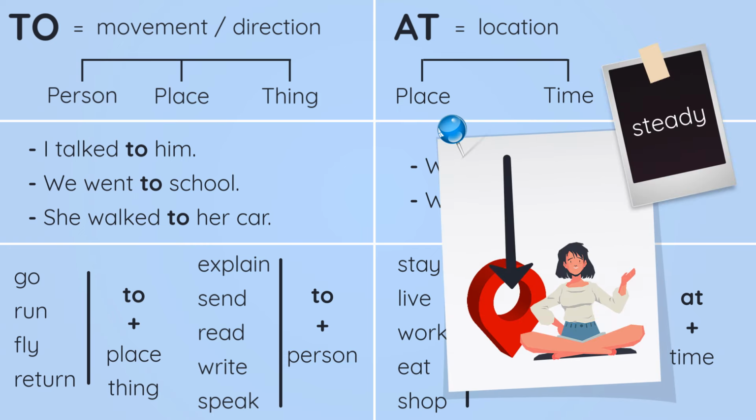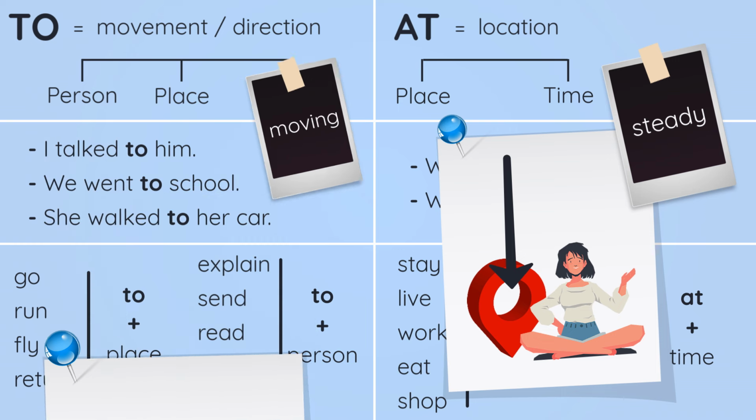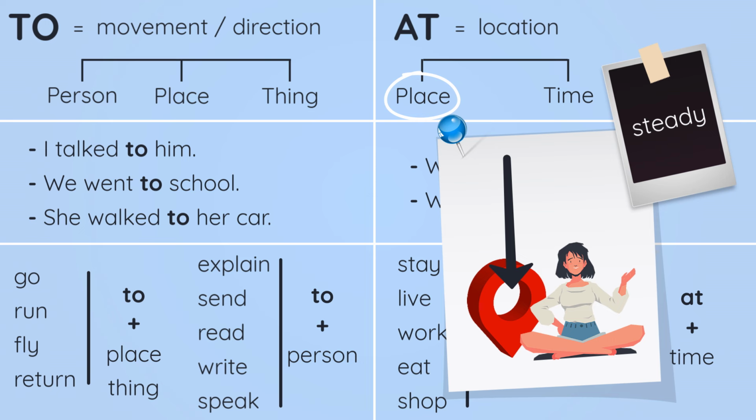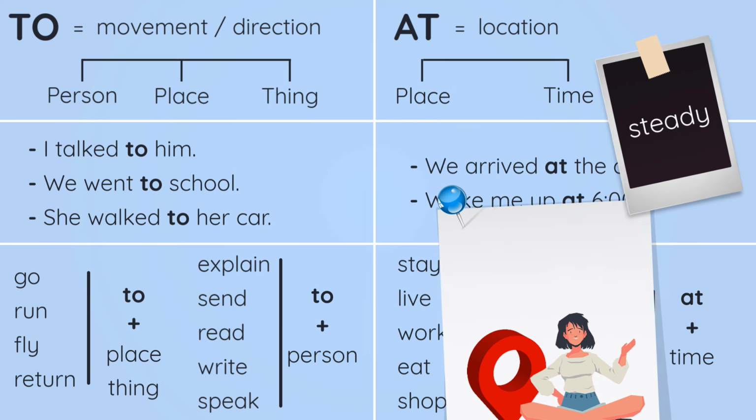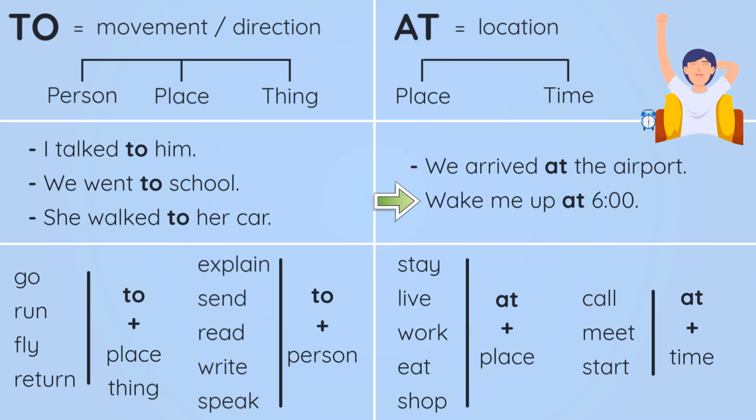Now, at is steady, whereas to is moving, at is very steady. At stays in one place. At is location, location and place, location and time. For example, we arrived where? At the airport. We drove to the airport and then we arrived at the airport. Or wake me up at 6 o'clock. So again, it's a location or a place in time or a physical place.